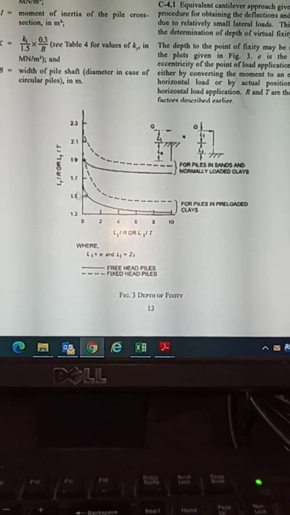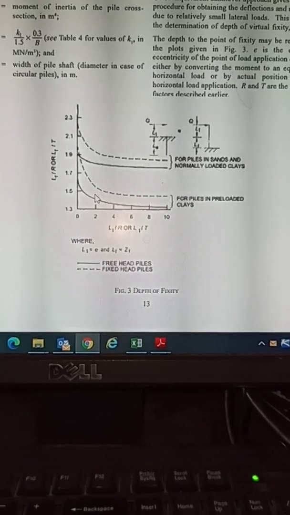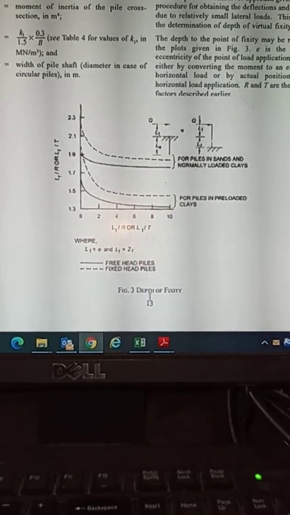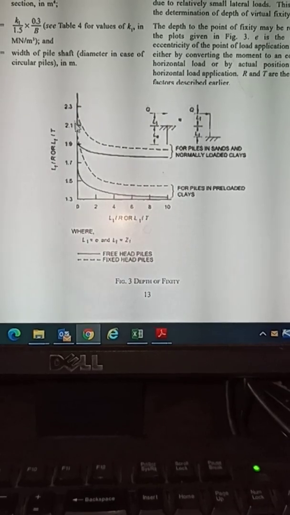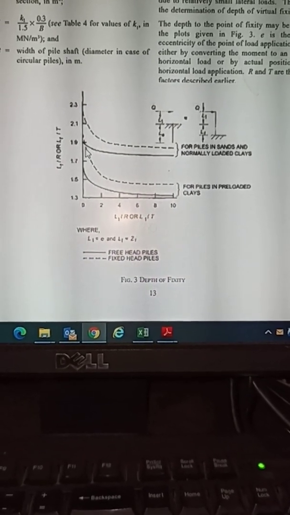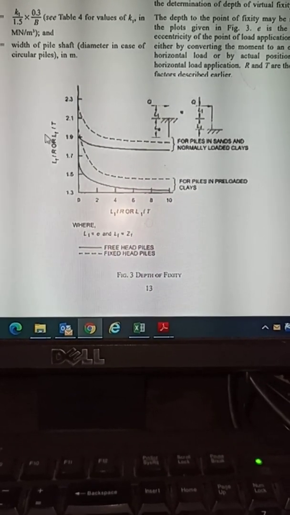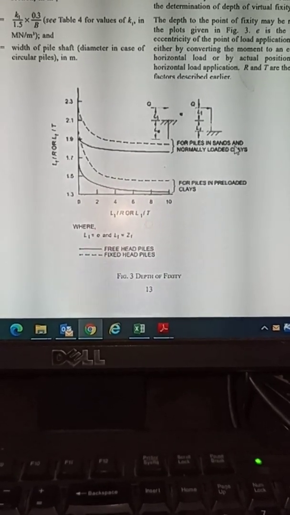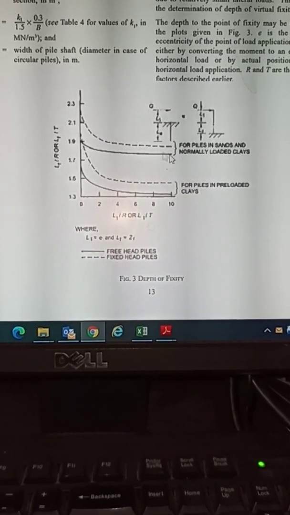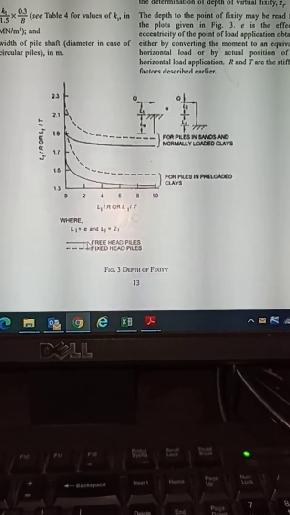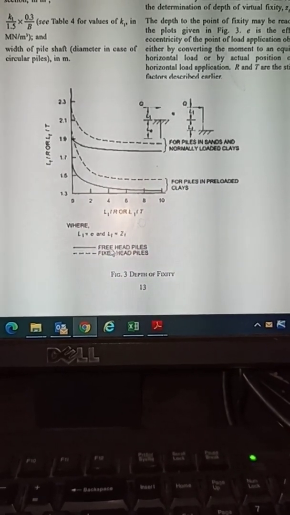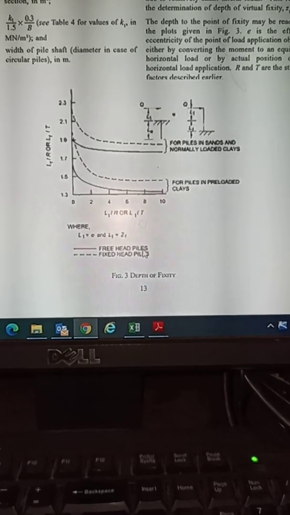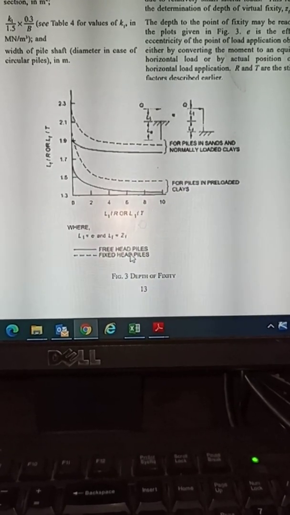So that factor LF by T is basically taken from this figure, which is figure number 3. As you can see in the figure, this curve is given for LF by T. Our assumed condition is for piles in sand and normally loaded clays. For this, two different lines or curves are given. This solid line is for free head and this dashed line is for fixed head.